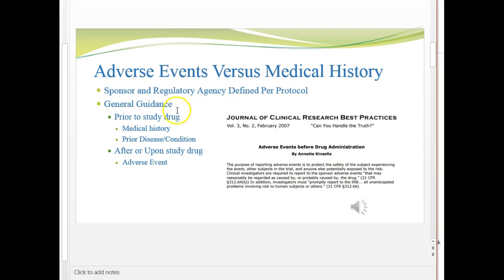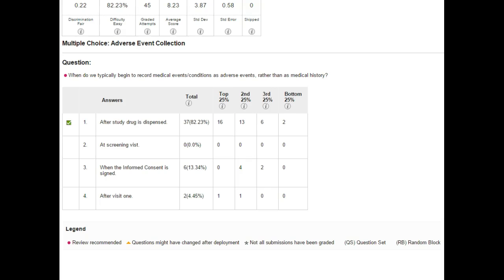So it's per protocol, but typically the industry standard is that if something occurs prior to the study drug being dispensed or administered, it's either a medical history or a prior disease or condition, depending on the event. But after, or even the day of study drug, it is an adverse event. Remember that we've got this great article by Annette Kinsella that I want you to read. It walks you through the rationale behind focusing on dosing as the trigger for deciding whether or not something is an adverse event. Please review that. I want you to get it right next time.